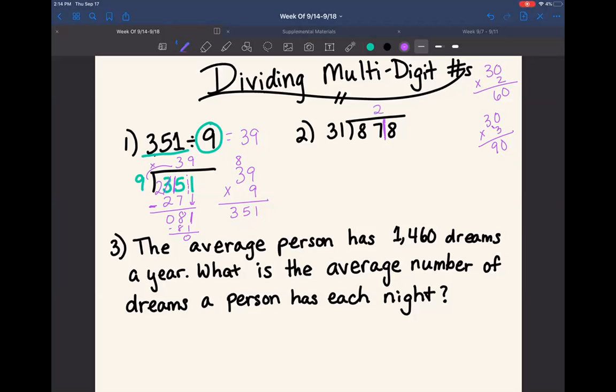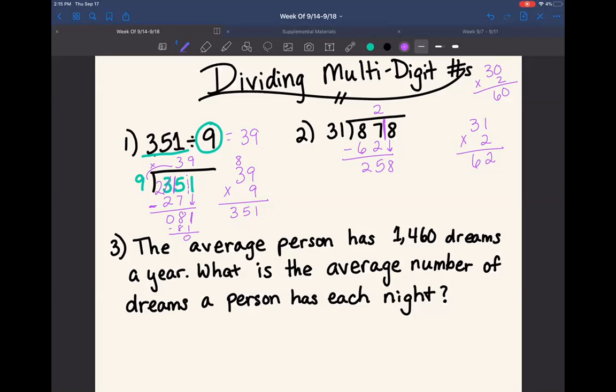So I'm going to put my 2 on the top, and now I'm going to multiply 31 times 2. So 2 times 1 is 2, and then 3 times 2 is 6, so 62. So 87 minus 62, so 7 minus 2 is 5, and 8 minus 6 is 2. Okay, I'm going to bring down my 8 again.